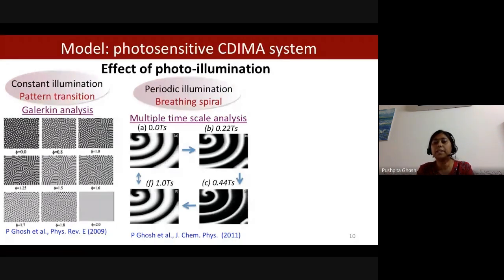It has been seen that the frequency of this change from dense to sparse spiraling happens at the same frequency as the periodic illumination of the light. We carried out multiple time scale analysis to realize all this. I'm not going into the details, just to give you an idea of how versatile this reaction is and how we can utilize a simple external perturbation to realize such diverse, spectacular dynamics in a chemical reaction.